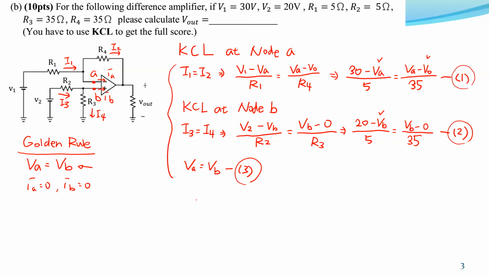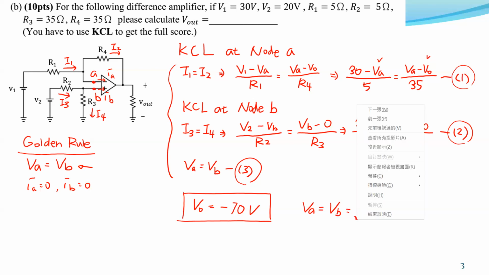So in the end, VO equals minus 70 volts. And you can also solve VA and VB. And I'll let you calculate on your own.